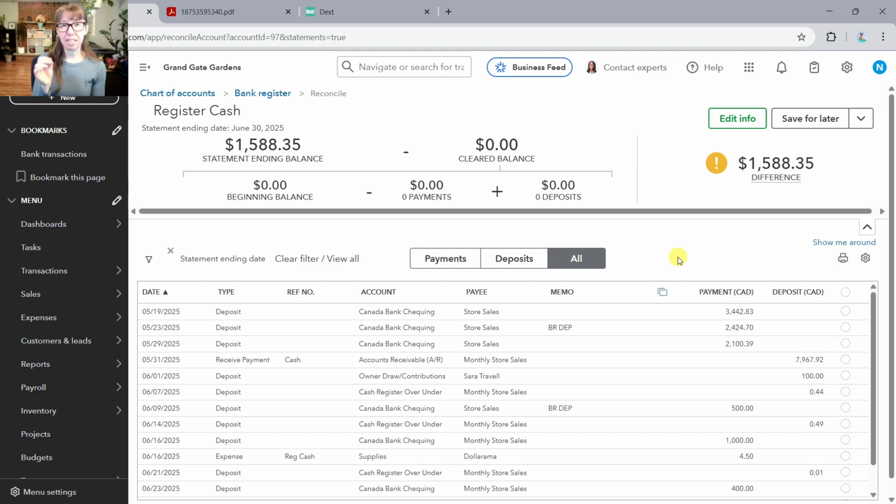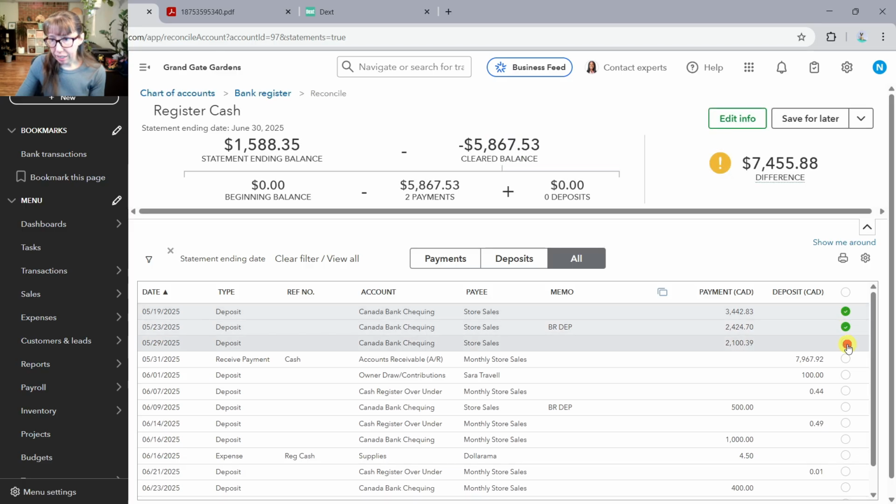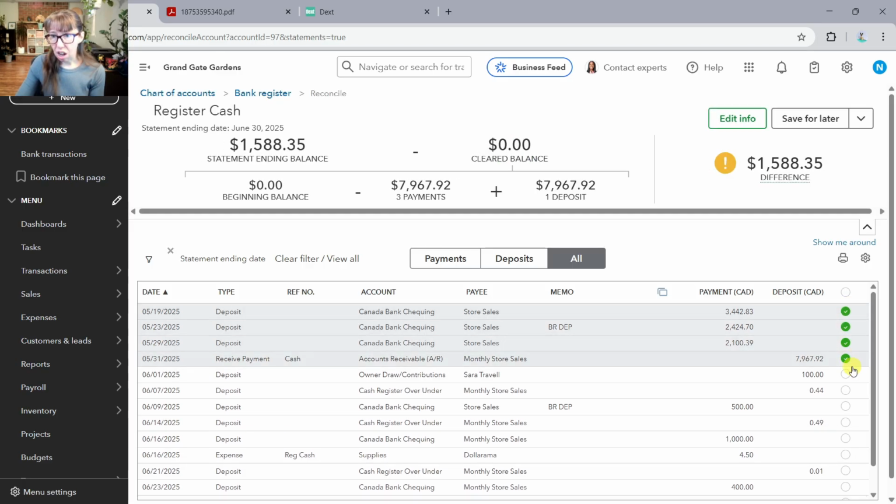Because this is not connected to a bank feed, it's just the register cash, nothing has been checked off for us. We have to do it the old school way. Now let us just clear out the May like this. So you can see these three total 7,967.92. We're back to that difference of 1588.35. And if for any reason your general ledger account as of June 30th for your register cash is not 1,588.35, if it's not matching that register recap, well, you've got to do it the old school way.